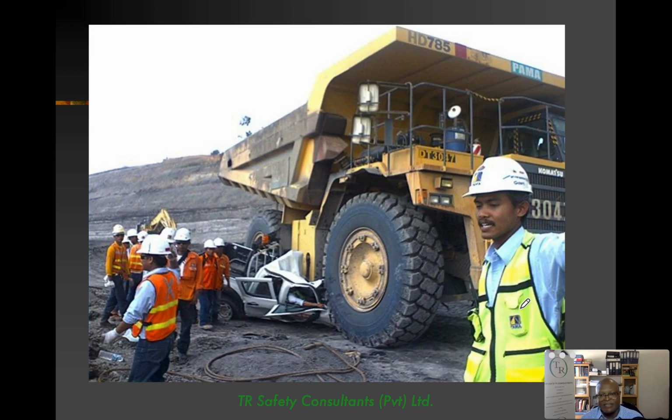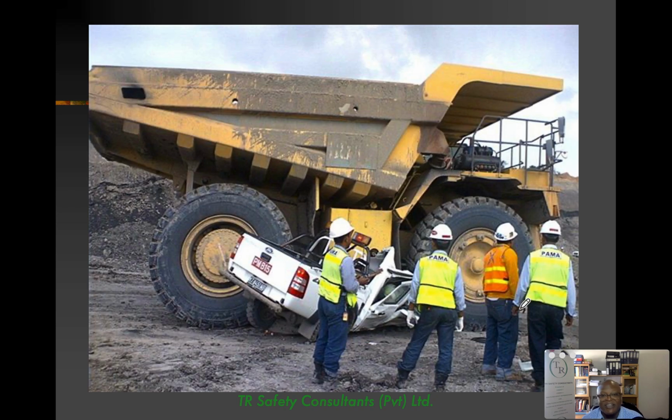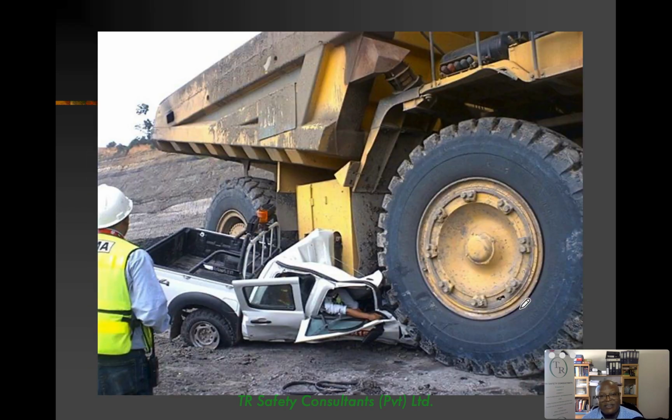There is another typical example of a 785 that went over a bakkie as well. Look at the size of that tire. You can imagine how much each truck costs, or how much each tire costs. You're looking at $500,000 to $1 million in one tire alone. You can buy cars with those tires. You can see the driver is still strapped in there. There's no chance. When the operator of this equipment runs over that kind of vehicle, they don't feel anything, because everything is on air suspension.